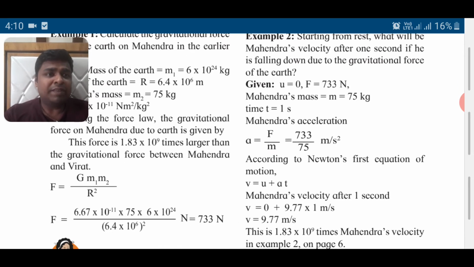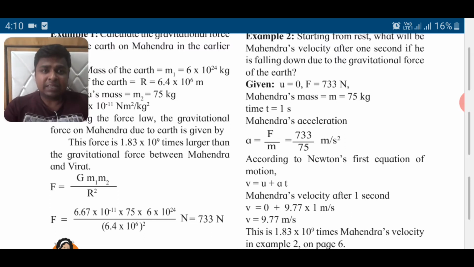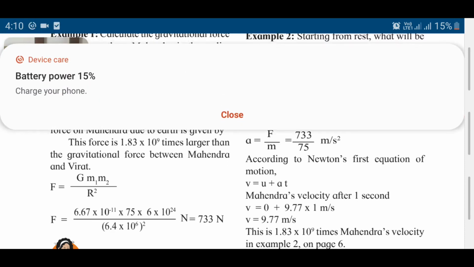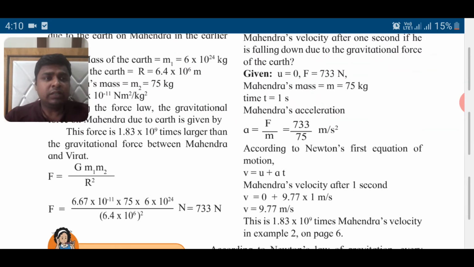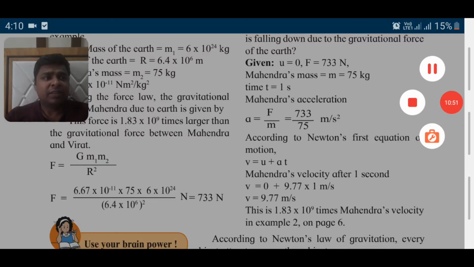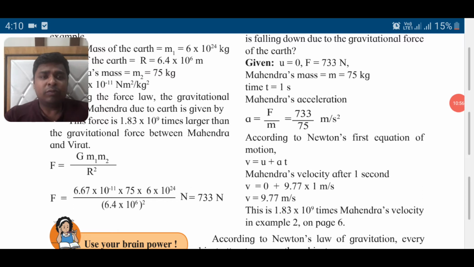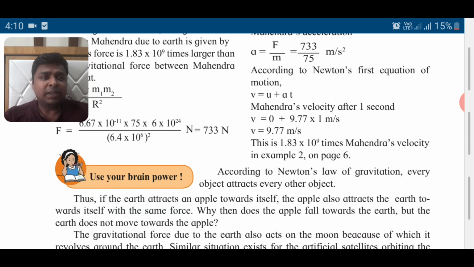So you can see, put the values. Initial velocity u is 0. So starting from 0, F is the gravitational force, then we have Mahindra's mass and time taken, that is 1 second. So we put the value a is equal to F upon m. This is the formula for acceleration. Acceleration is equal to force upon mass. So 733 upon 75. So that comes out to be downwards. We use the value v is equal to u plus at. So v is equal to 9.77 meters per second.